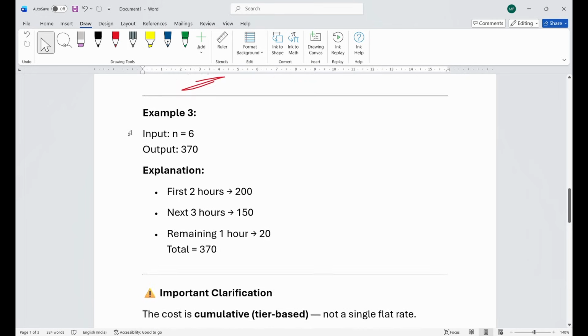Next, in the third example, n is 6 and the expected output is 370. The first 2 hours are charged at 200, and the next 3 hours at 50 rupees per hour. That is why they mentioned that for the next 3 hours it's 150, not 50 rupees for the whole 5 hours. So for the next 3 hours beyond 2 hours it is 150. The remaining is 1 hour: from the 6 hours we have calculated 5 hours, and the remaining 1 hour that exceeds 5 is charged at 20 rupees. So the total cost will be 370 rupees.